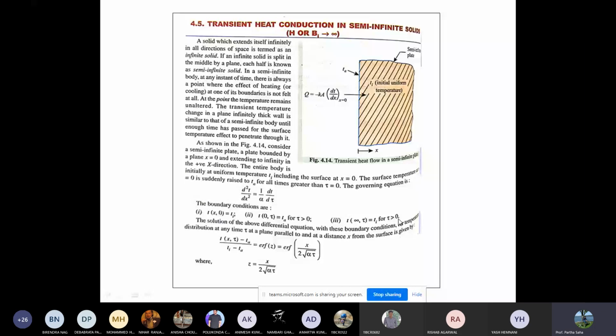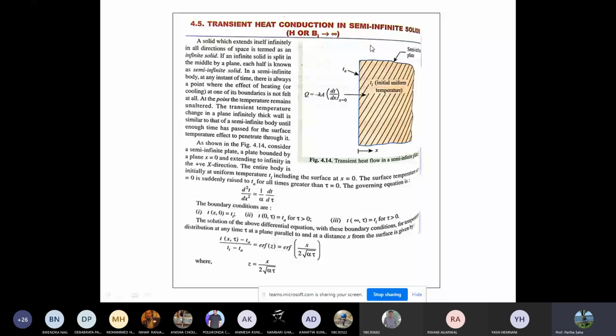So at x equal to 0, it is Ta, but at x infinity, for tau greater than 0, it is Ti. So these two you have to try to understand. This is the function: this is distance, this is time, and this is temperature. So at distance 0, temperature is Ta for tau greater than 0. But at distance infinity, for tau greater than 0, it is still Ti, right? So at this surface it becomes Ta, not the whole surface.